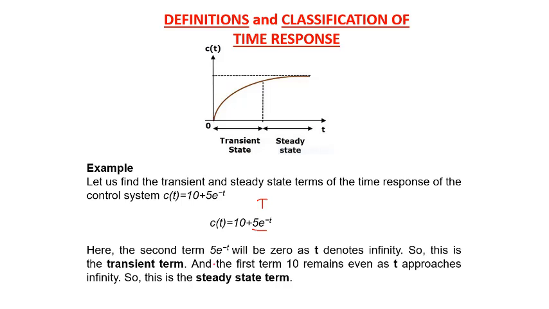And the first term, when we substitute the value of t, remains 10 itself. The first term 10 remains even as t approaches infinity, hence that is called the steady state term. So in our output response we will have two parts: one will be the steady state term and another will be the transient term.